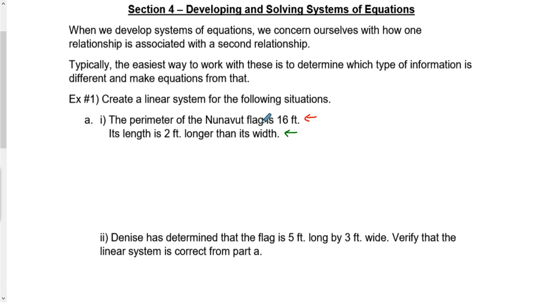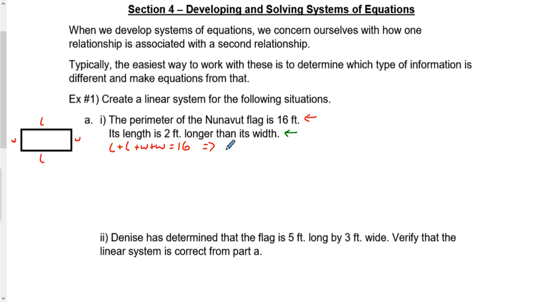So the perimeter of the Nunavut flag is 16 feet. If we're talking about the perimeter of a flag, well, a flag is a rectangle. So no matter what, we have a length, which is the same there, and a width. Perimeter is the addition of all of these outside sides, meaning if we take the length, sorry for the curly L, it's just to identify that it's not a 1, we have 2 lengths plus 2 widths equaling 16.